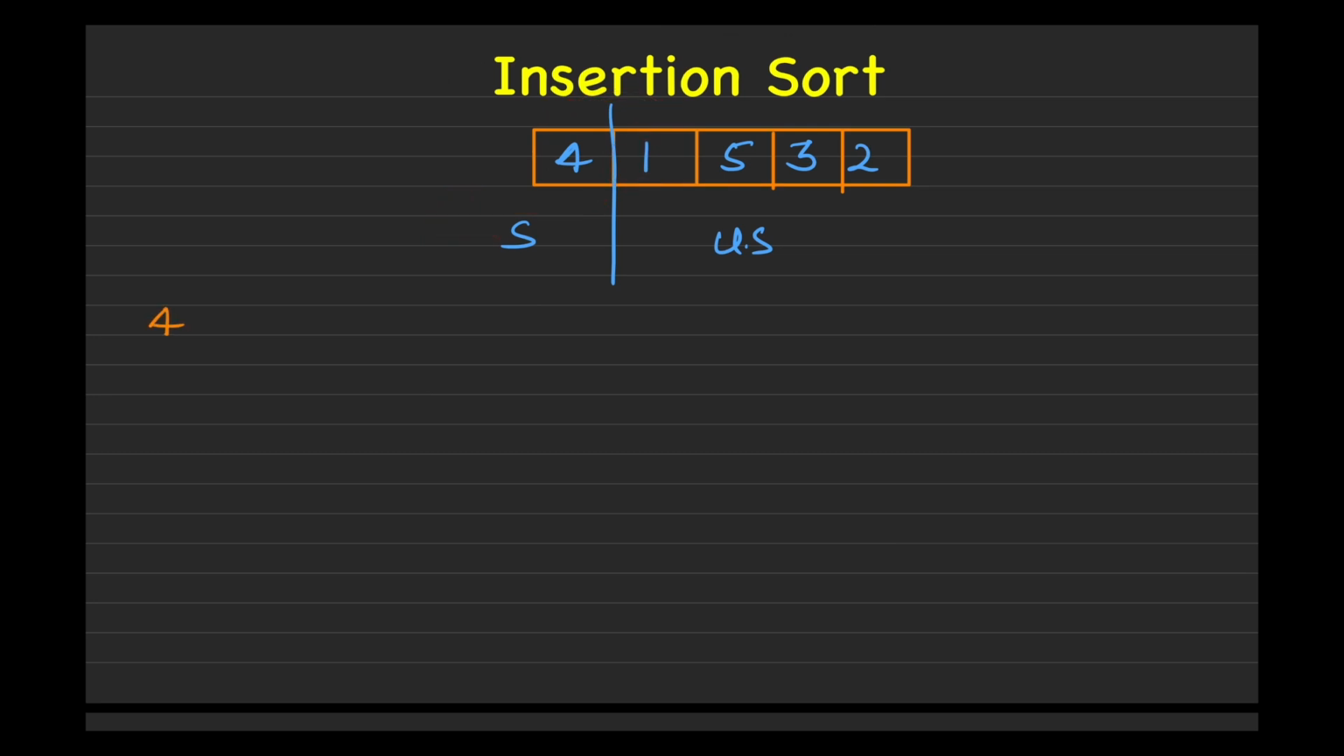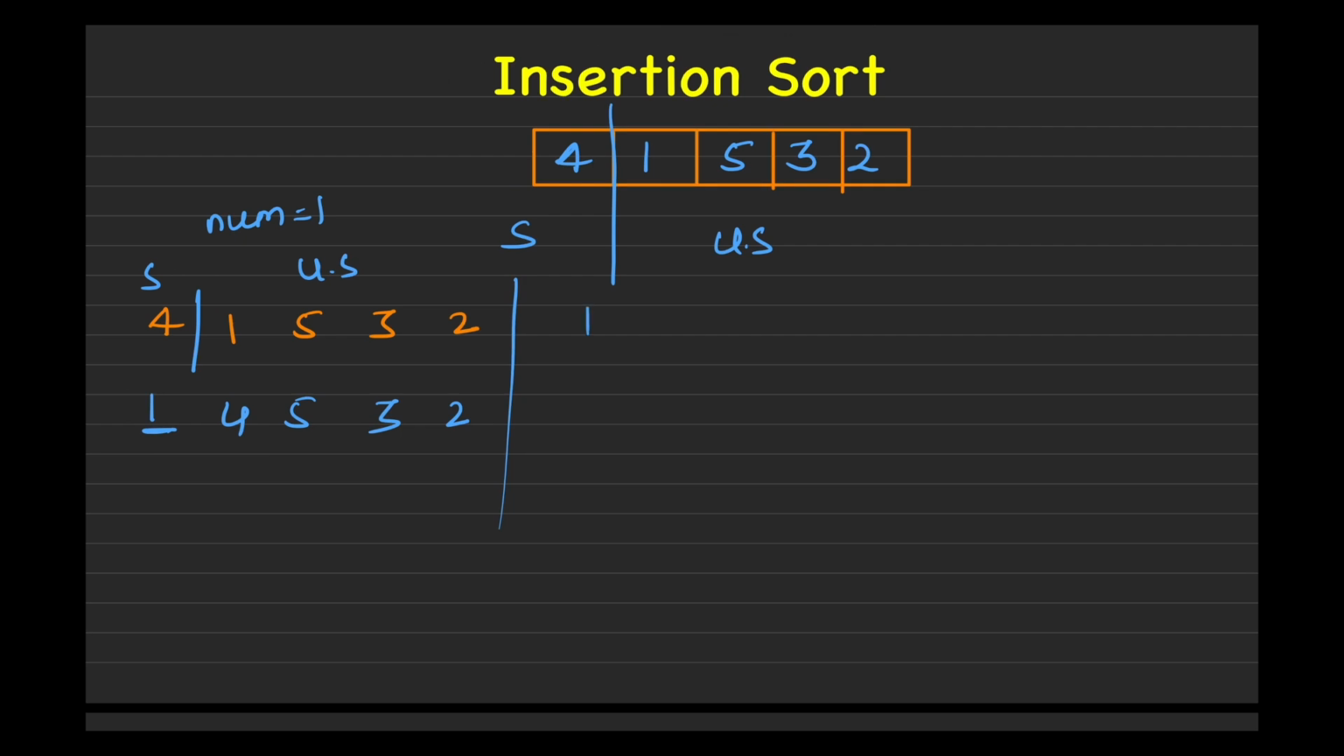I have the array as 4, 1, 5, 3 and 2. We assume that my first element is sorted and the rest is unsorted. Currently my num has 1. We check to the left of my 1: is there an element which is greater than 1? Yes, the 4 is greater than 1. So we simply move this 4 to the right side. My array will look like 4, 5, 3 and 2, with an empty space because the 4 has moved to the right. There is no element to the left of the empty space to compare with 1, so I put 1 over here. Now I am done with the first pass.